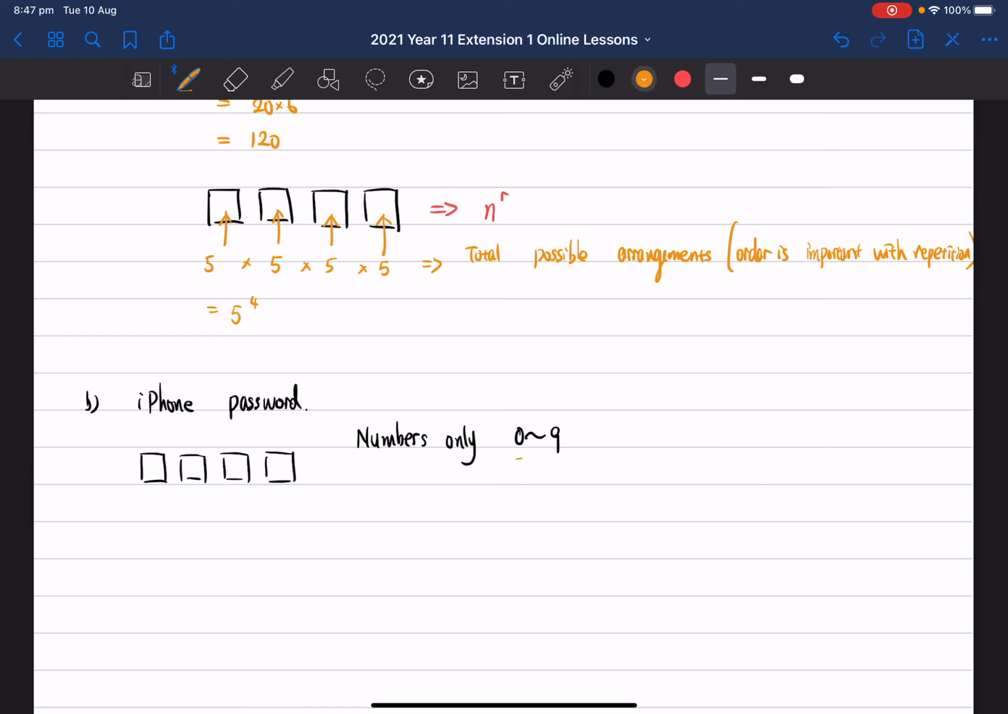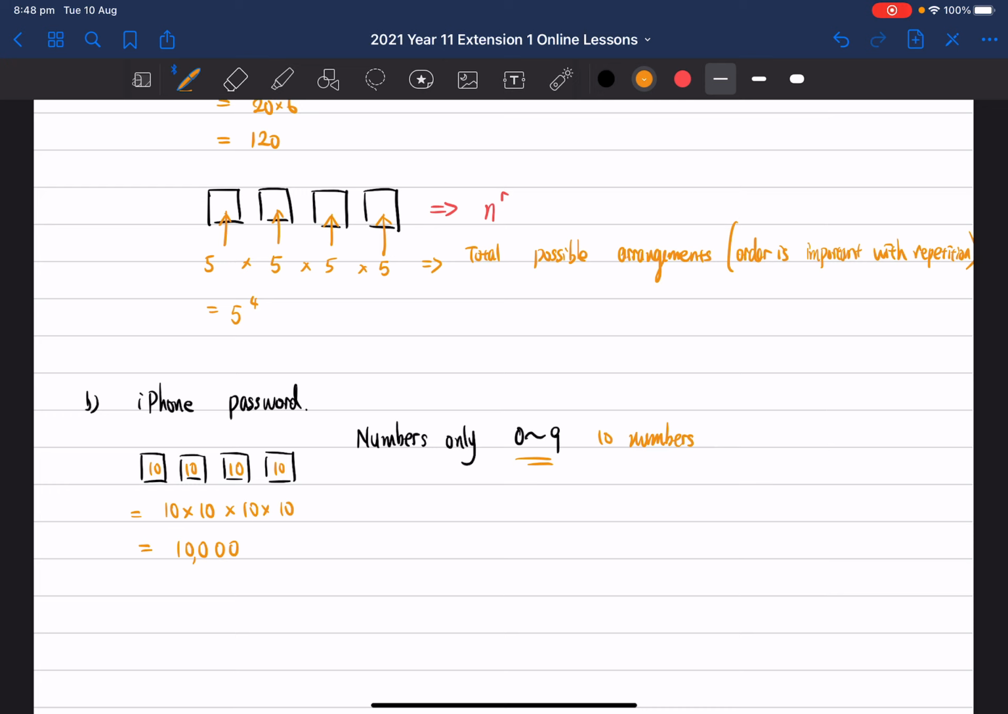Right now, we've got 10 numbers in total, which means that for each of the boxes, we can have 10 possible ways if repetition is allowed. We can choose 0 for the first one or 1 for the first one. So we have 10 possibilities for the first, second, third, and fourth digits. Therefore, in total, we have 10 times 10 times 10 times 10, or 10 to the power 4, which gives 10,000 different combinations of the PIN.